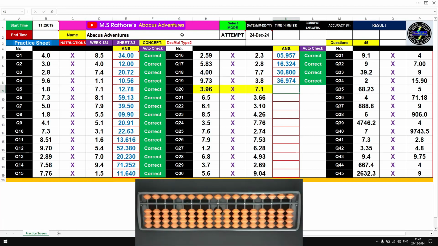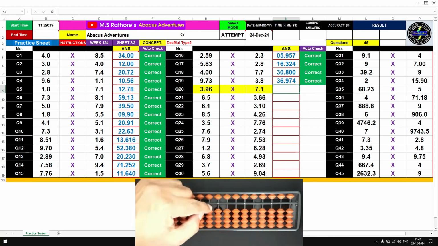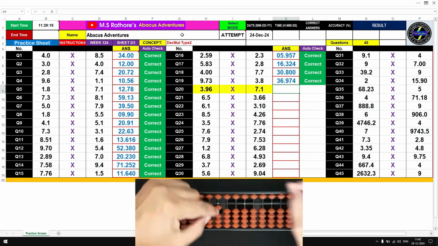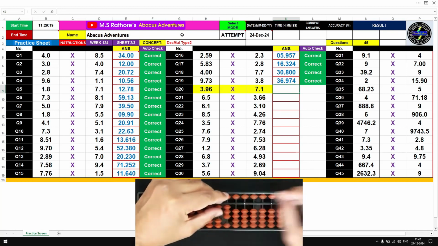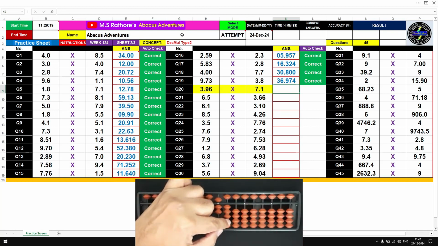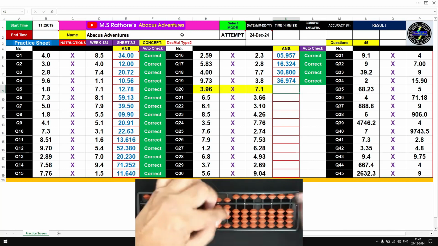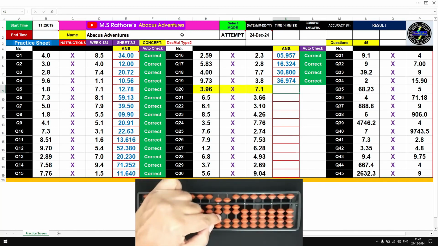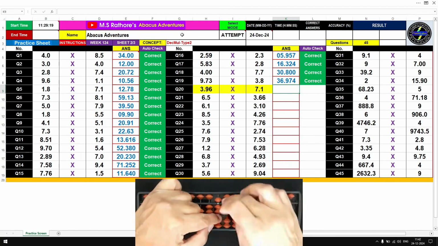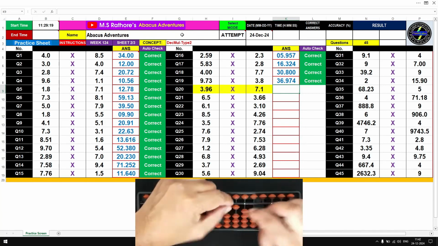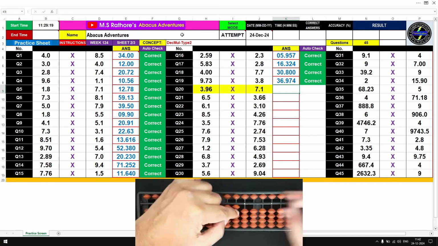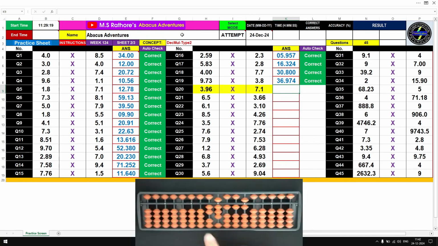Question number 20, 3.96 multiplied by 7.1. 7 3s are 21, shifted. 7 9s are 63, shifted. 7 6s are 42. Round 2 begins now. 1 3 is 03, shifted. 1 9 is 09, shifted. 1 6 is 06, and the answer is 28.116.